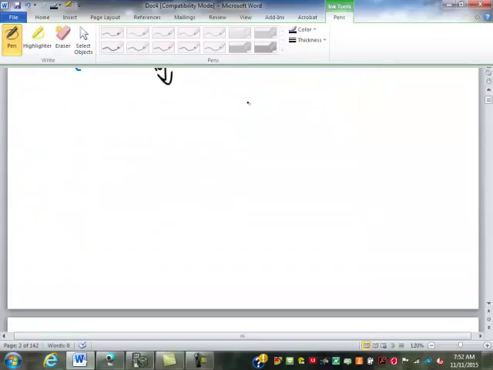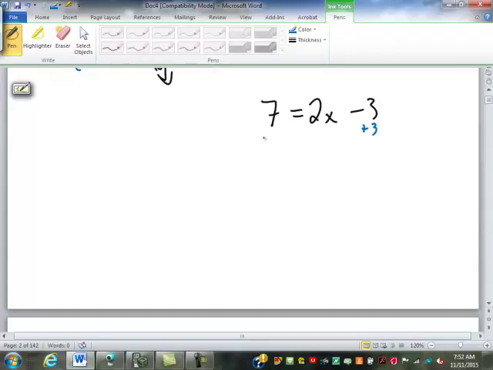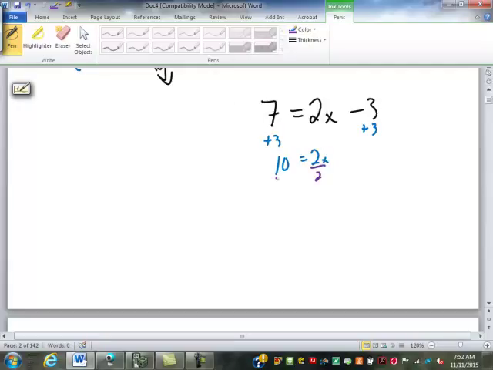So now how does this tie in with the solving equations that we just did? Well, we might have an equation like 2x minus 3 = 7. We would solve that for x by adding 3 and dividing by 2. So 5 = x, so x = 5.